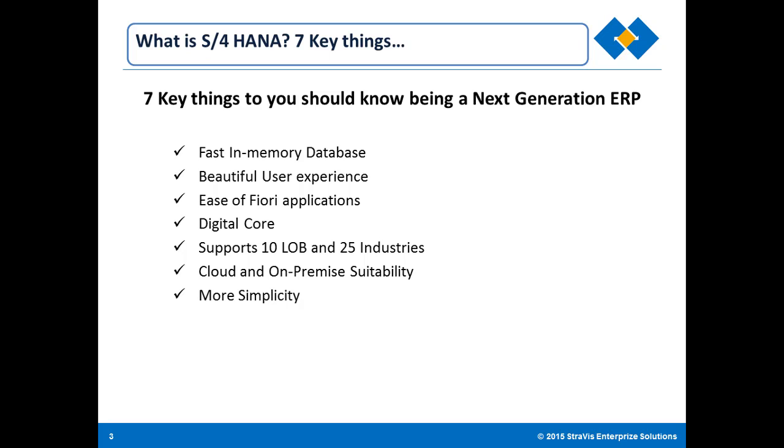So first of all, what is S4 HANA and what are the 7 key things that you should know being a next generation ERP? Basically, HANA is having in-memory computing, that is, it's a very fast in-memory database. So the transactions you do will be definitely much faster than the regular ECC. Since we have a faster database, definitely a beautiful user experience you can expect out of it.